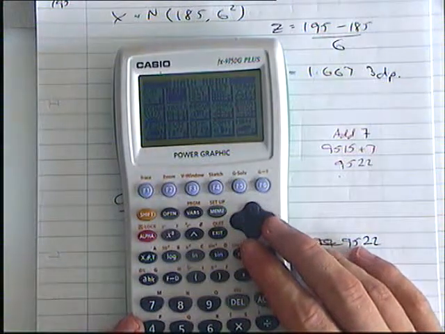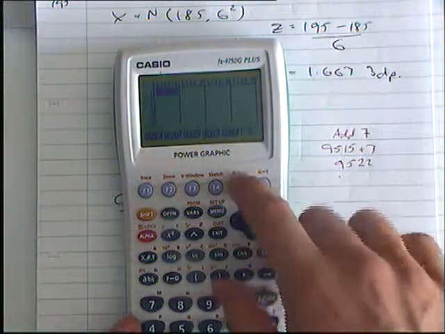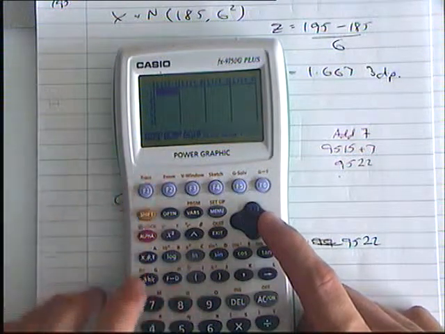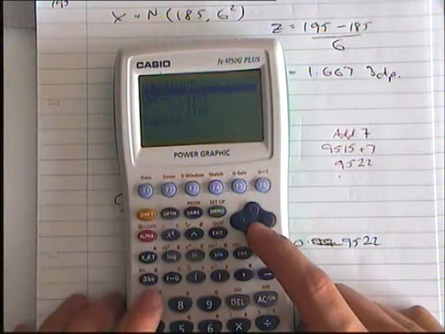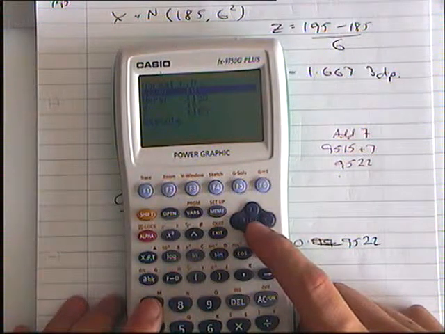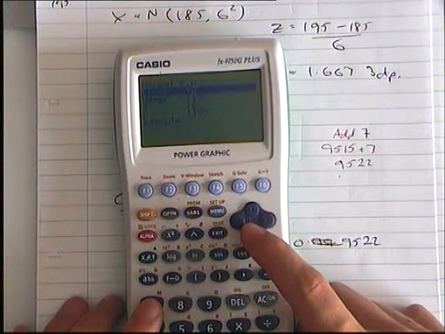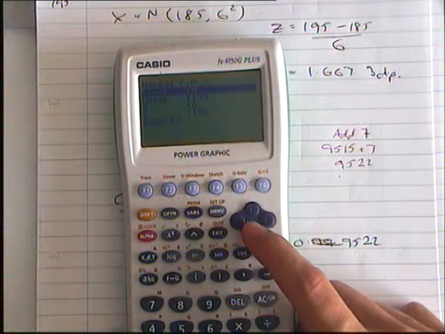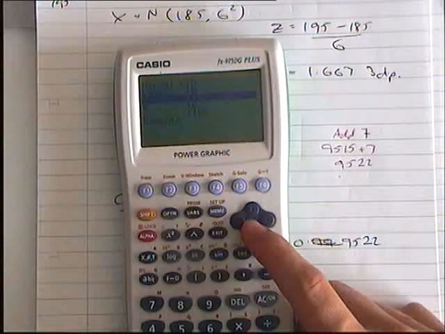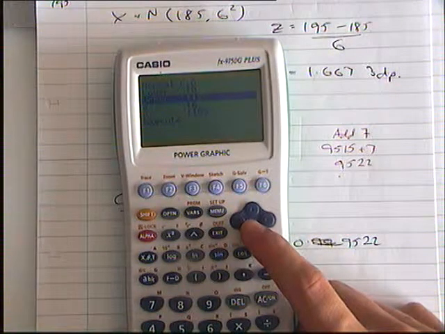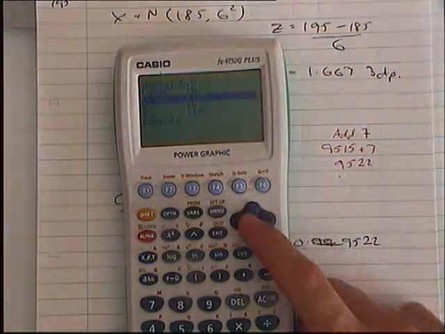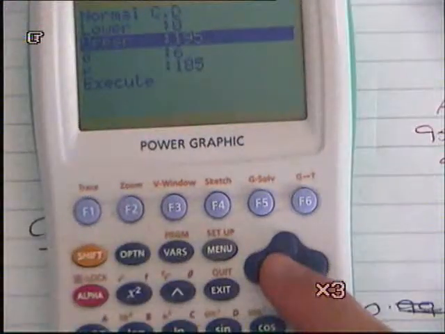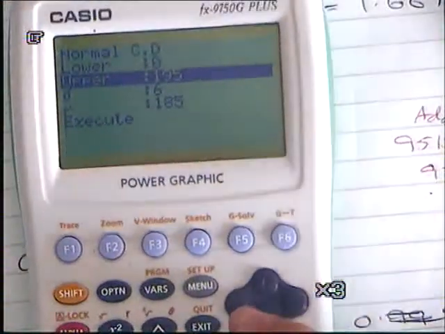Right, so just go into stats, and then distribution with F5 on the green ones. I'm not sure if it's the same on the blue ones. Then normal, and then cumulative, NCD. NPD, NCD. NCD is the cumulative one. NPD is just that point. Then you put in the lower, which is 0 in this case. Upper is 195 because it's the value we want. The standard deviation is 6.